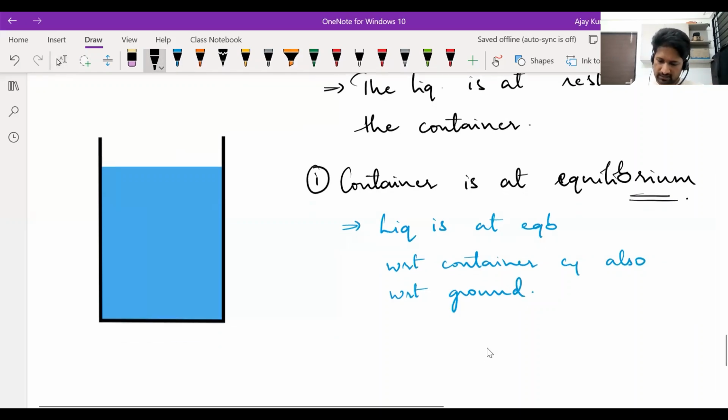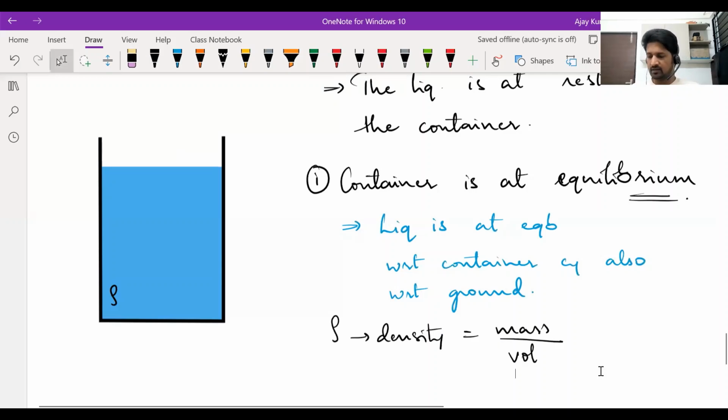Assume the liquid has a density rho, which is basically mass per unit volume. Now we are assuming incompressible fluids, ideal fluids. If it is incompressible, it means the density will be the same everywhere. You exert any amount of pressure, it's not going to shrink. So volume is not going to change, so the density will not change. So we are considering a liquid which has the same density throughout.